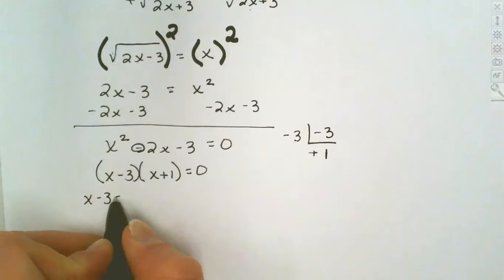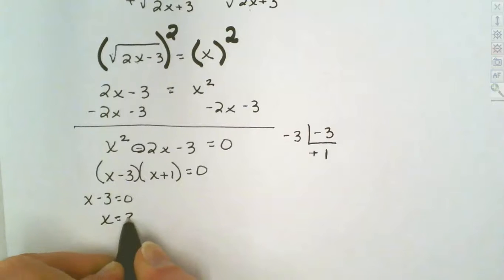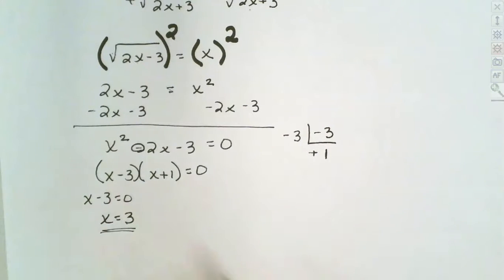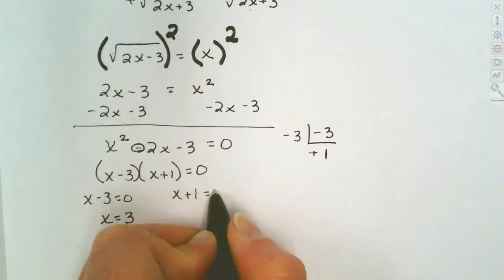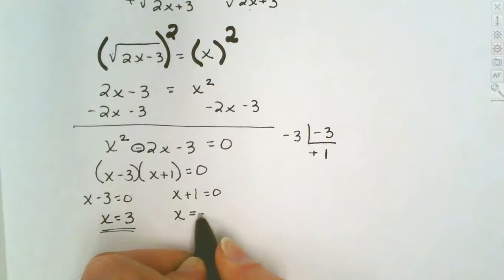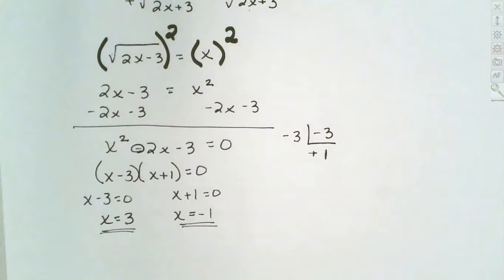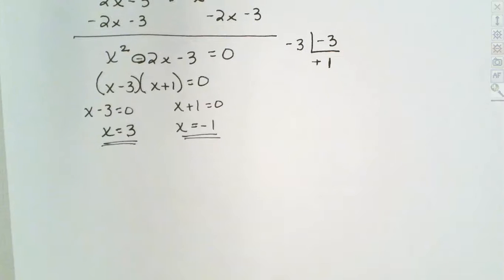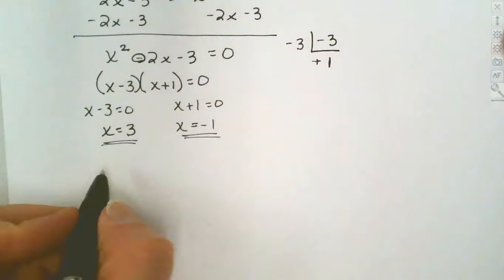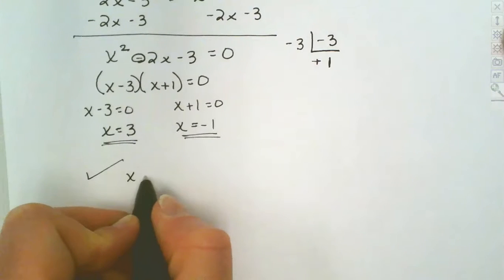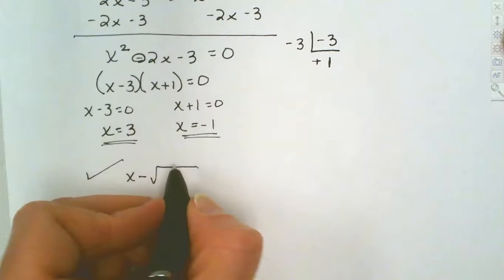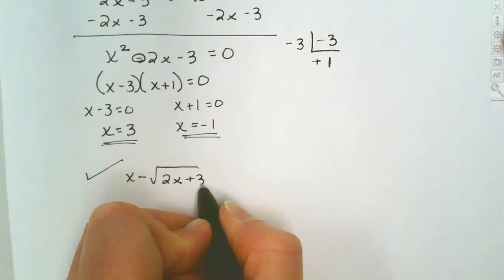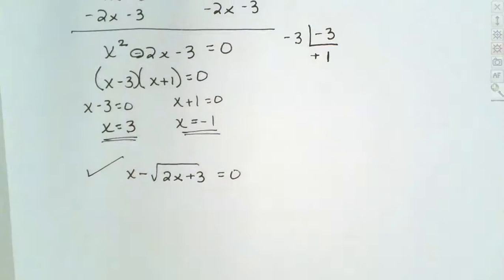x minus 3 equals 0, so x equals then what? 3. What about the other one? x plus 1 equals 0, so x then equals a what? Negative 1. Now, we are not completely done yet because we need to check both of these because chances are one of them is not going to work. And we check them back in the original. So we're going to check them back in x minus the square root of 2x plus 3 equals 0. And we're going to plug in each value.